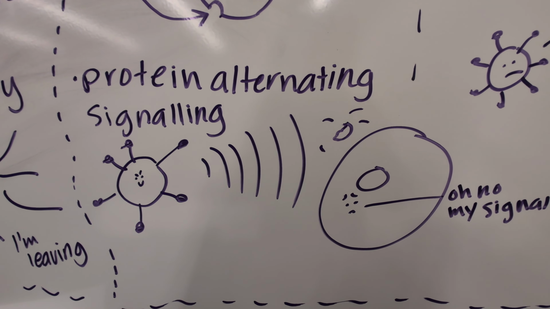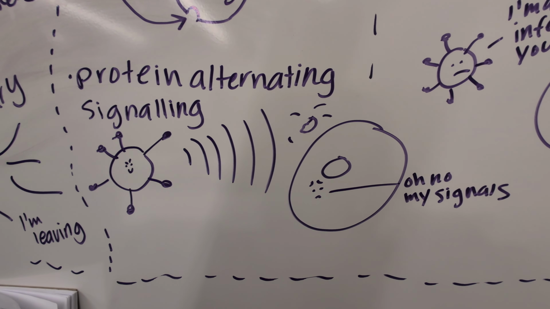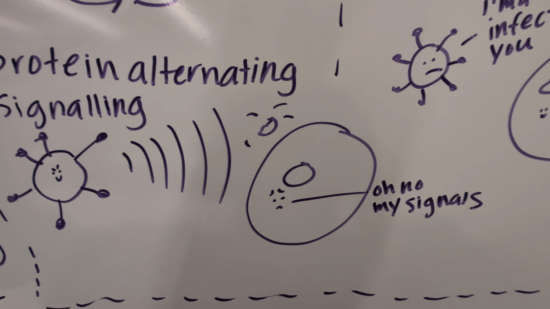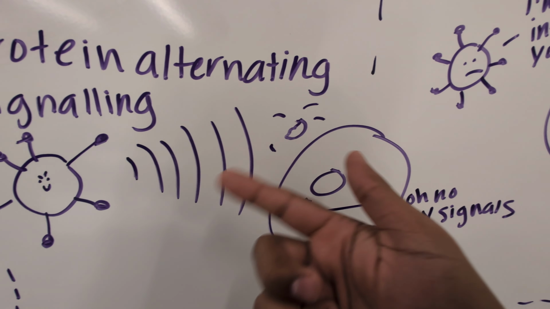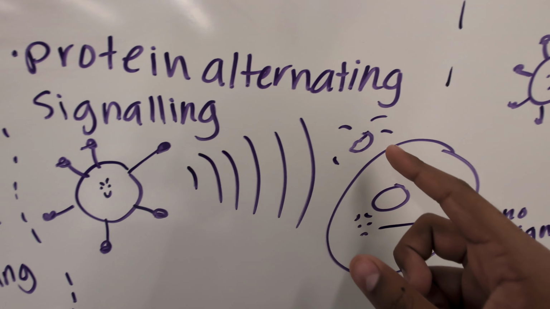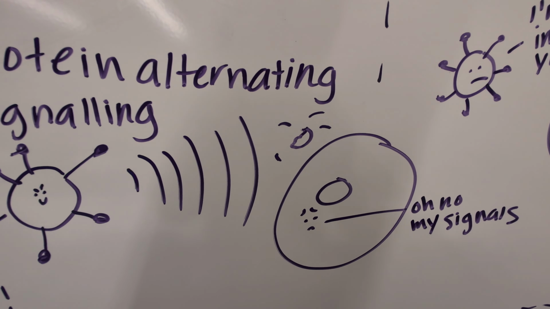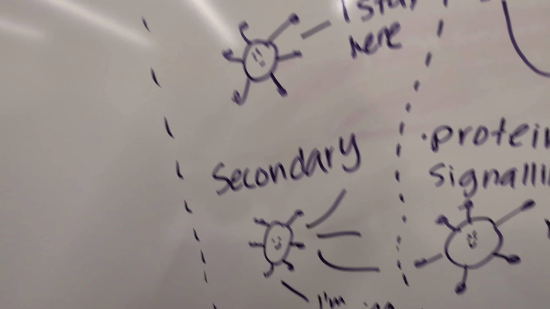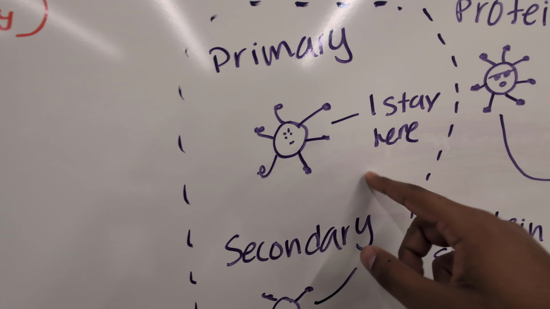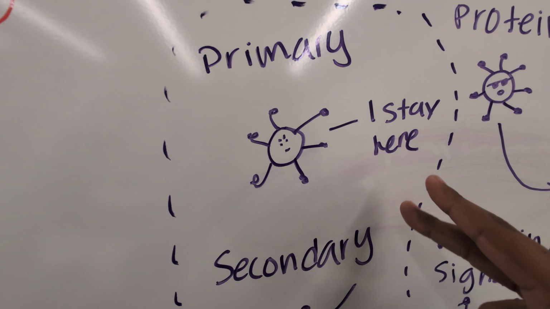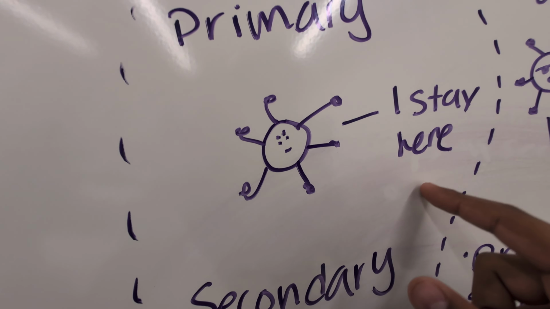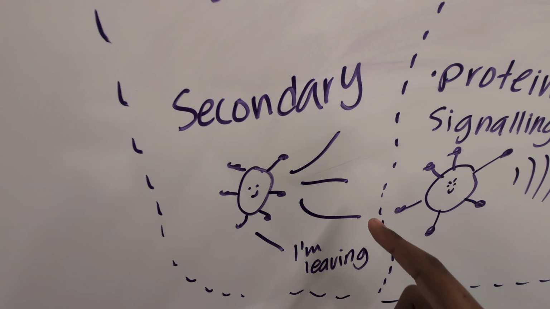And then protein altering signals, which could affect the way your cell sends signals out for help. It might just destroy, for example, interferons. And then last but not least, I have primary, where basically the cell decides to stay where the initial infected site is, and then secondary, where it decides to leave.